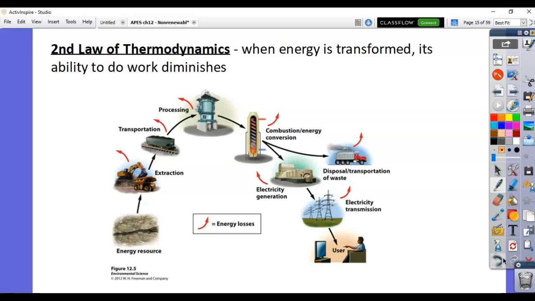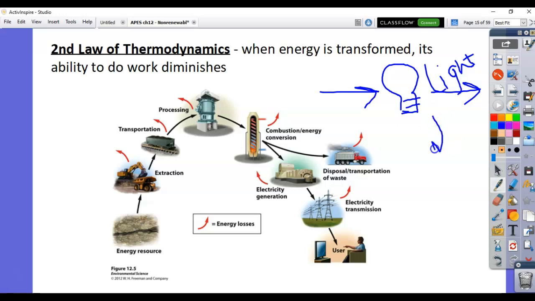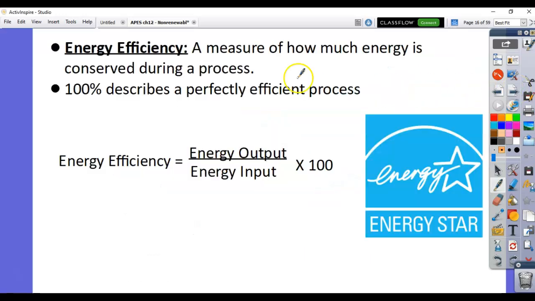Our classic example: if I've got electricity going into, let's say, a light bulb, my terrible light bulb, okay? So I've got electricity coming in. What's going to come out of that light bulb? We're going to get light. But we're also going to get heat. So some of it's going to be lost as heat, and that's why the light bulb is hot. So not 100% of the energy that we put into something can actually be used.